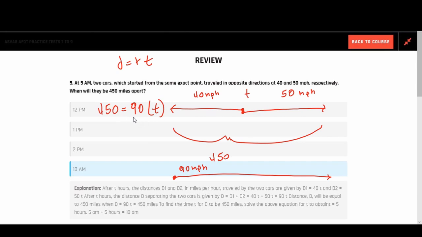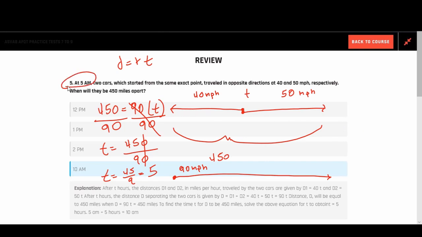So again, we're solving for t, so we're going to divide both sides by t. This crosses out, we're left with t equals 450 over 90. Cross out these zeros. t equals 45 over 9. 45 divided by 9 is going to be 5. So in other words, it took these cars traveling for 5 hours in opposite directions to reach 450 miles apart.